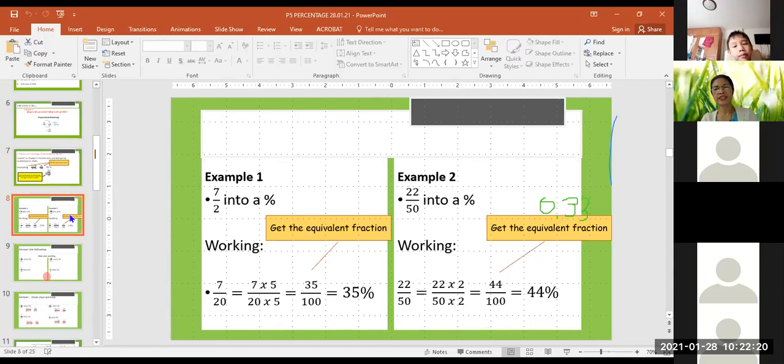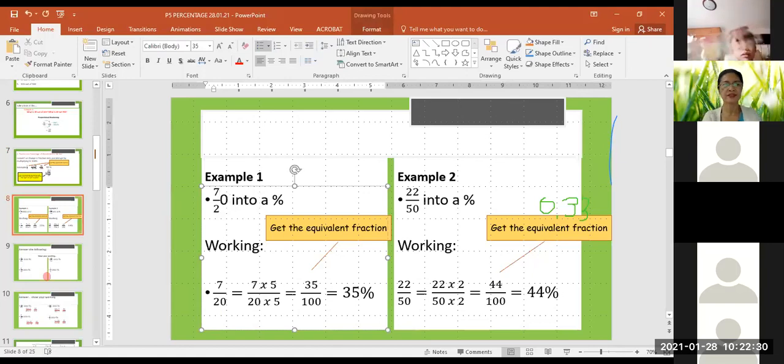So we have another example on the screen. This should be 20. Sorry, this should be 20. Wait, what happened? So this should be 20. Okay, very good.